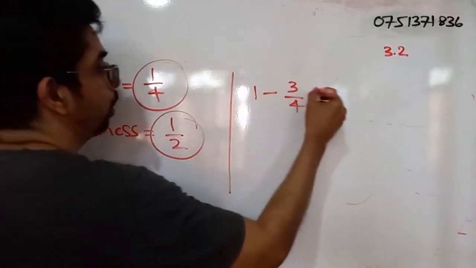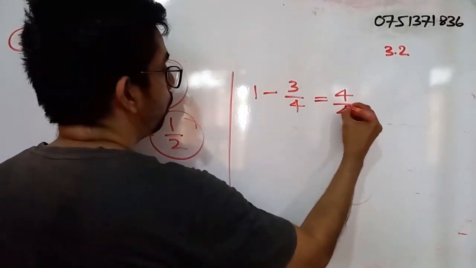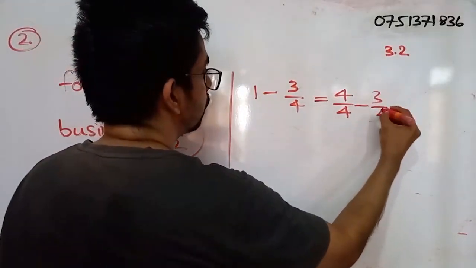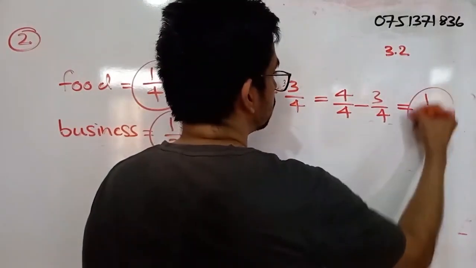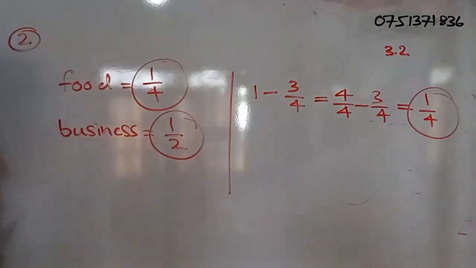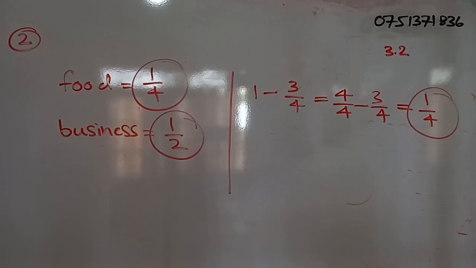So here 1 will be what? 4 by 4. 4 by 4 minus 4 by 3. So a quarter. Quarter. Right. So that will be the answer.